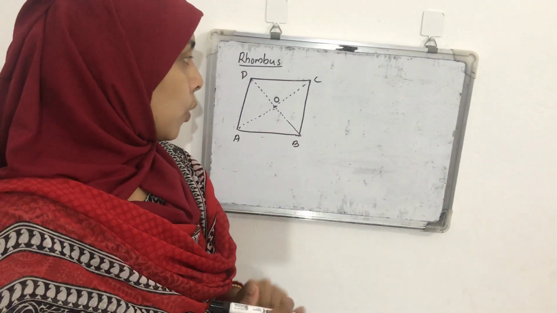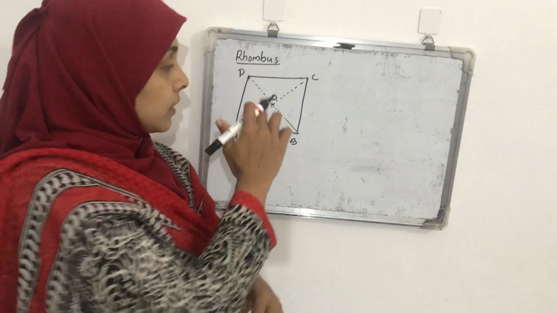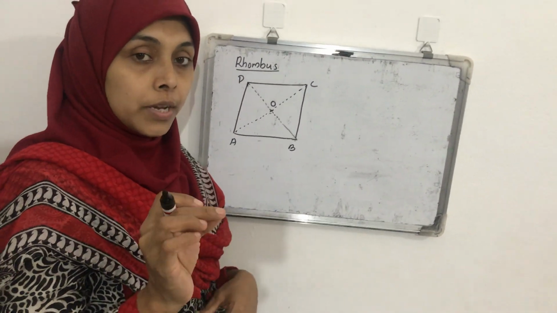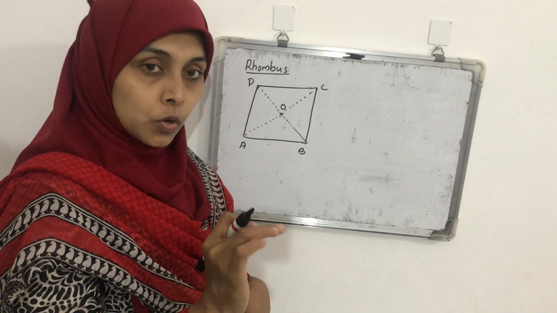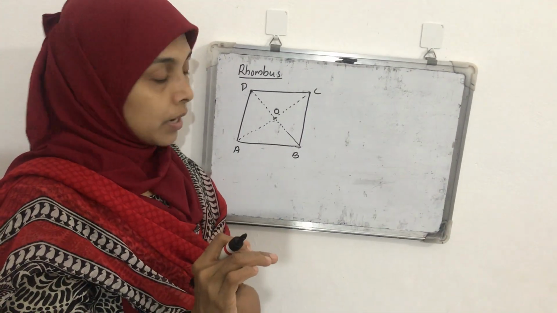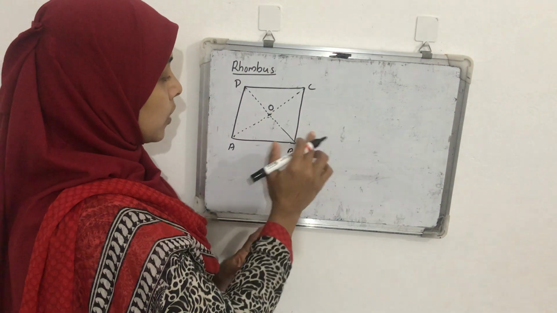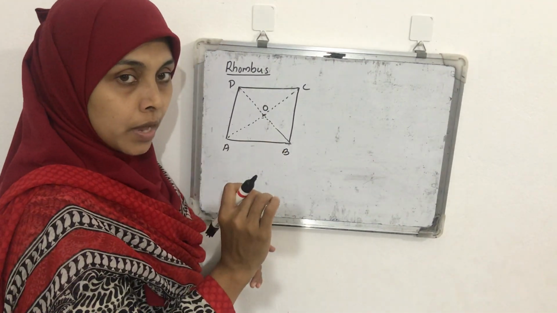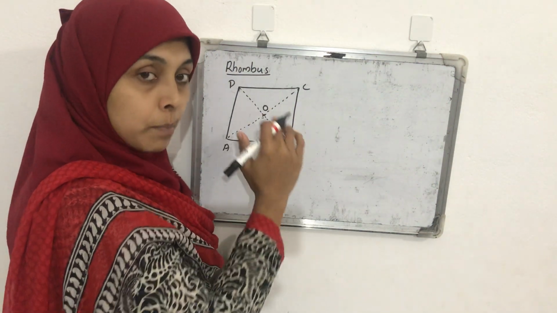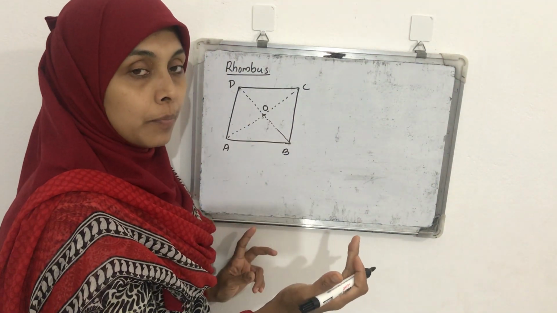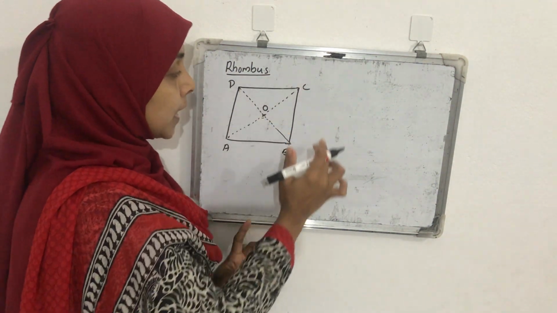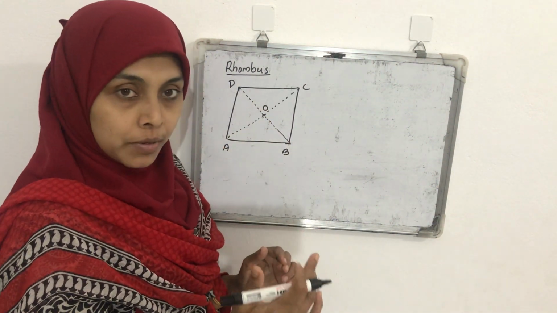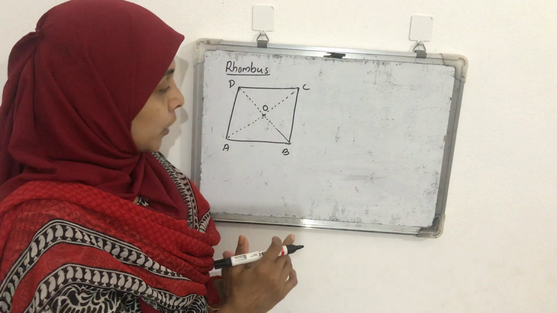A rhombus is a parallelogram with all sides equal. We know for a parallelogram only the opposite sides need to be equal. Opposite sides will be equal for a parallelogram, but a rhombus is a special kind of parallelogram with four sides equal. So a rhombus is also a parallelogram.